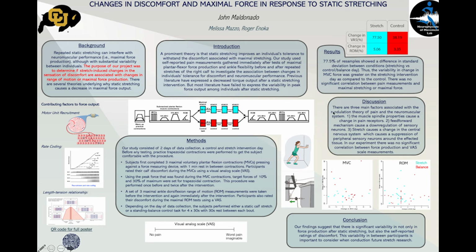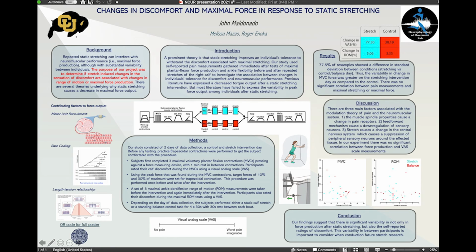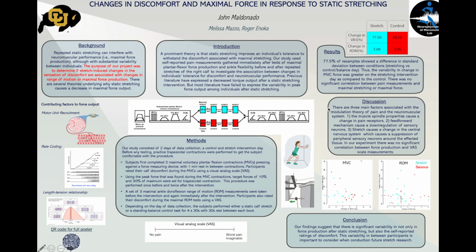Some theories that can contribute to pain in the neuromuscular system: there's one where muscle spindle properties can cause a change in pain receptors. The second one could be a feed-forward mechanism, because participants know that they're about to perform an activity that is uncomfortable. Another theory could be that stretch causes a change in the central nervous system. So after performing stretching, there can be a more central mechanism where there's a suppression in the sensory neurons around the stretched muscle.